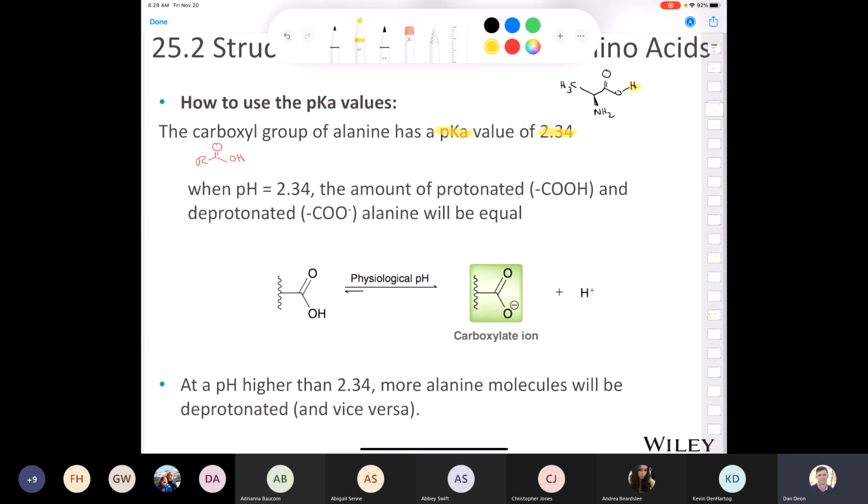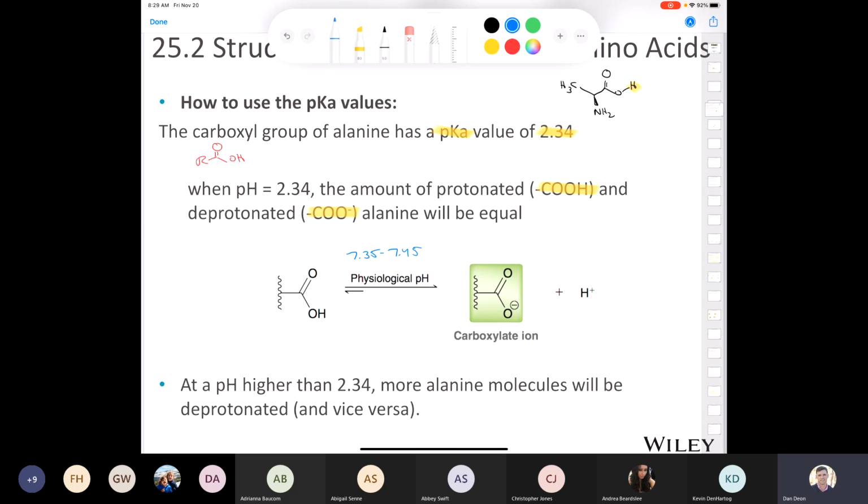When the pH is equal to 2.34, the amount of protonated carboxyl and the amount of deprotonated, or its conjugate base, of alanine is going to be equal. So at a pH of 2.34, we're going to have an equal concentration of the carboxylate and the carboxyl. Well, what does that tell us? That tells us that at physiological pH, what's going to predominate? The carboxylate is going to predominate. Why? Because physiological pH is in the neighborhood of, if you ask students, they're always going to come up with a different answer, 7.35 to 7.45, roughly.